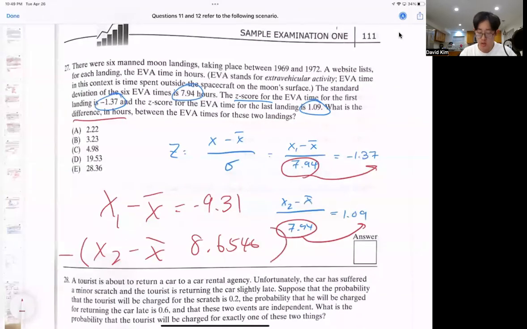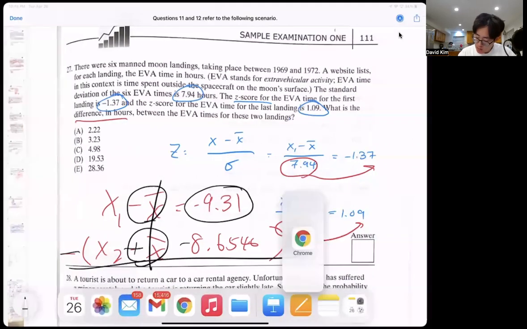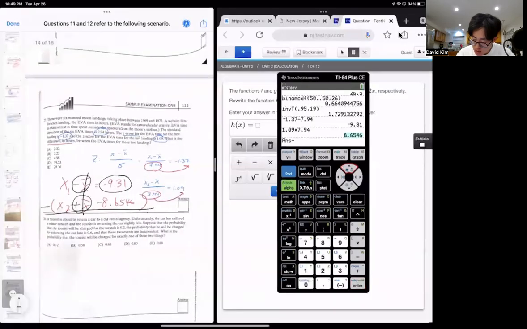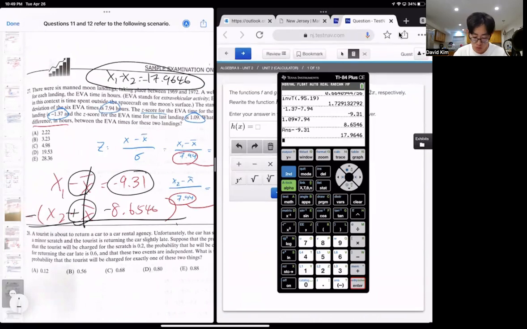Well, why don't you just subtract the top and bottom as if it was systems of equations? These two will cancel out because it's negative and negative x, and double negatives make a positive. That's negative 9.31 minus 8.546. So I am just going to take this minus this answer. So what I get is x1 minus x2 equals 17.9646. Technically, it should be a negative number, but they ask you for the difference here.